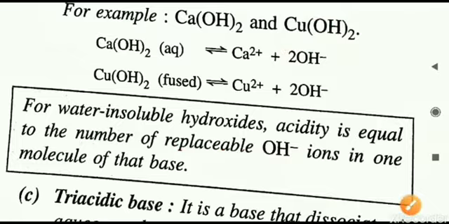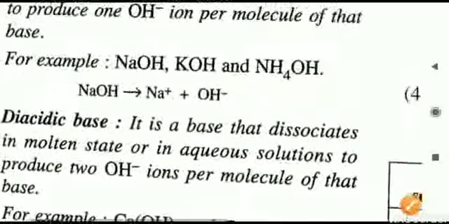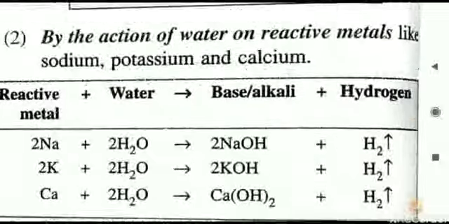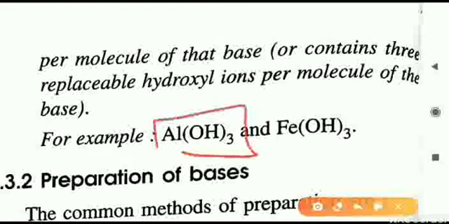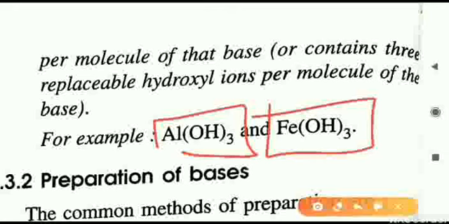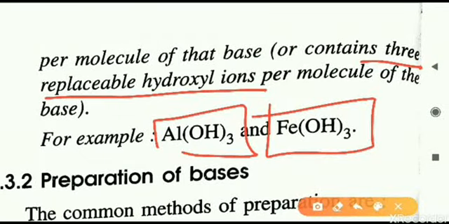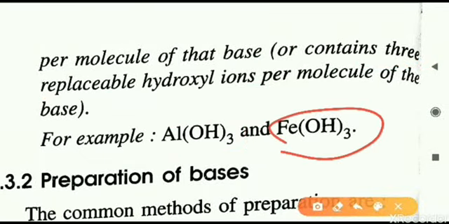Similarly, in the case of triacidic, here 3 OH minus ions are produced. Here the examples are given. First one is aluminium hydroxide, second one is iron hydroxide. Now these are also water insoluble, so in simple words they contain 3 replaceable hydroxyl ions per molecule. For more understanding, Fe(OH)3, one molecule of this, here you can see 3 OH negative radicals are there. That is what we can say, these 3 negative radicals can be removed. That is why its acidity is 3, or it is a triacidic base.